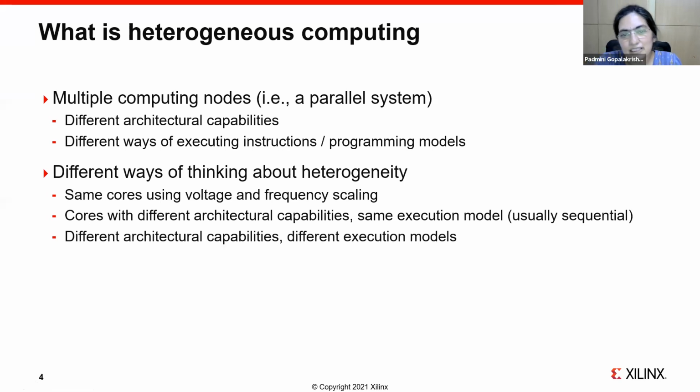So what are some different ways of thinking about heterogeneity? So, the earliest parallel computers actually were homogeneous. So they had the same CPU, they were basically CPU based. They had the same cores replicated on a large scale, right? And one of the initial takeoffs on this was to use such a homogeneous array, but have situations where the cores actually could scale their voltage and frequency depending on the node.